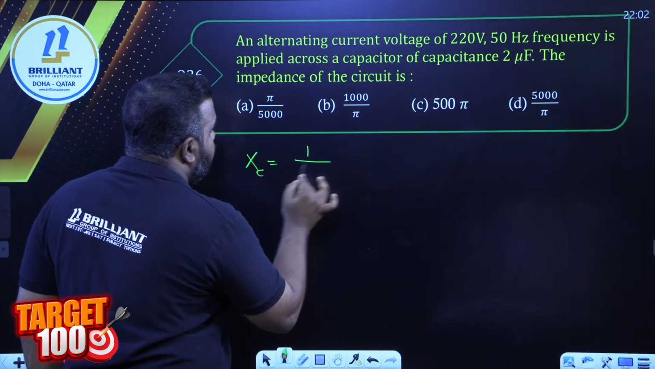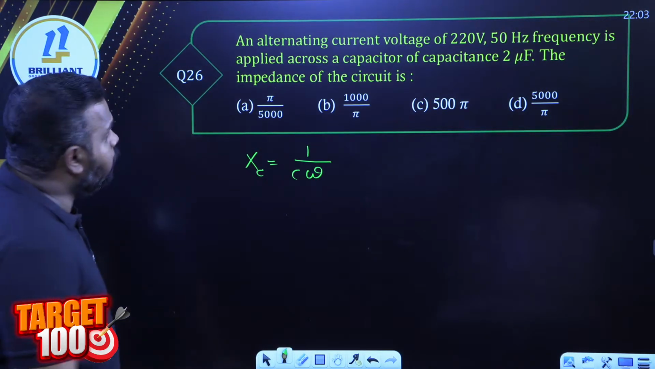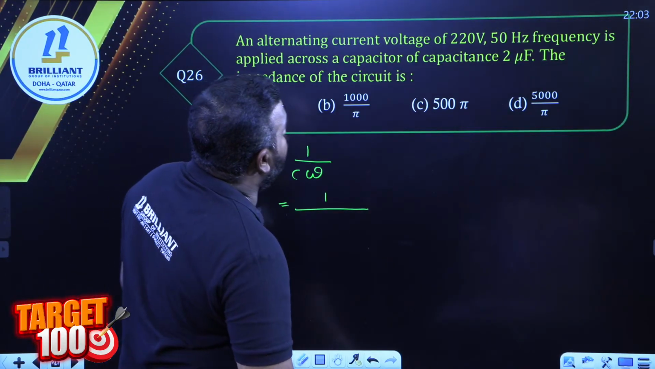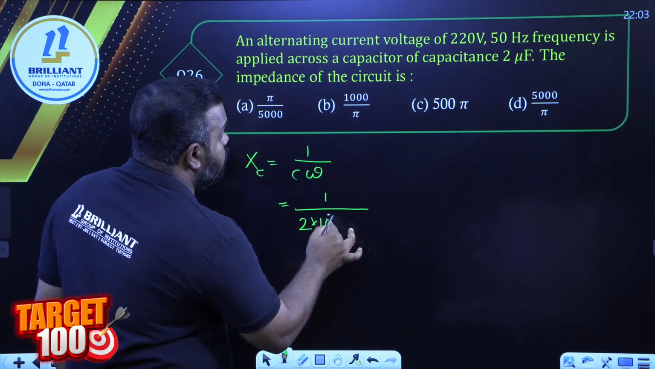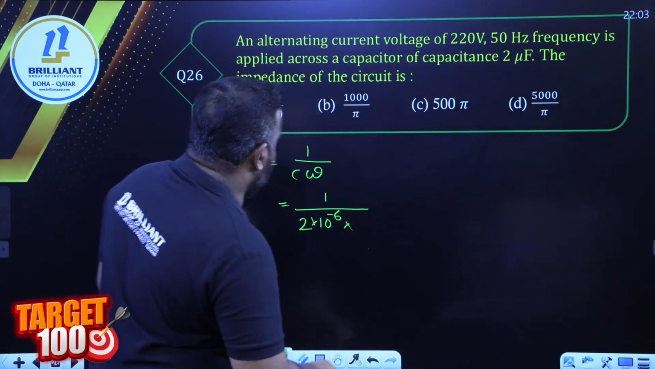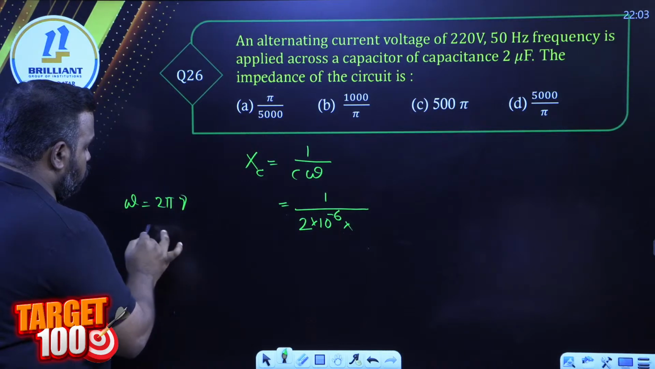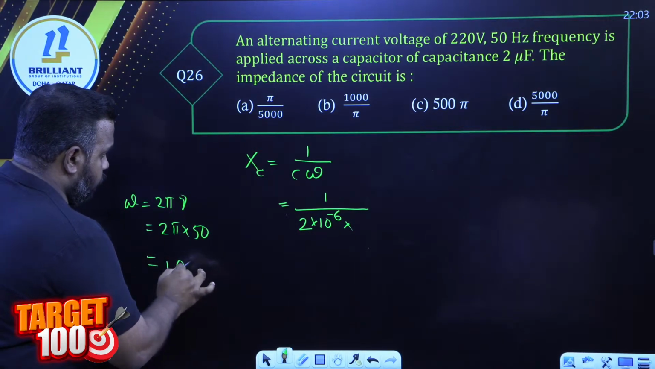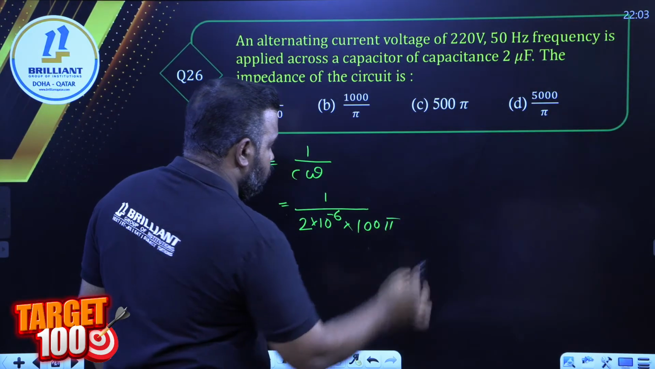XC is what? 1 by C omega. So we can substitute 1 by, what is C value? 2 micro. So 2 into 10 to the power minus 6. And omega is, frequency is given as 50 hertz. So omega is 2 pi nu, you know that. 2 pi into nu. So 2 pi into 50. 100 pi.